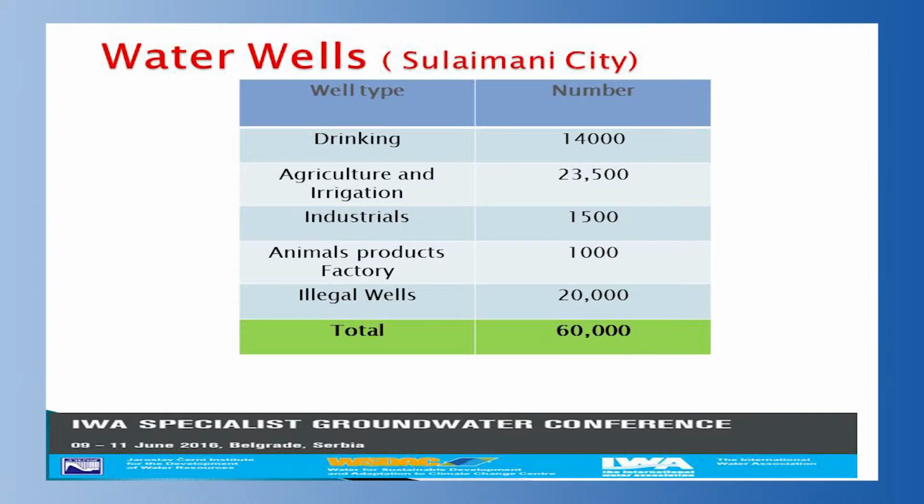Water wells, you can see the number of wells is very large. Most wells are for irrigation. You have 23,500 wells, followed by 14,000 wells for drinking water, industry 1,500, animal products factory 1,000, and there are illegal wells, 20,000. So the overall number is about 60,000 wells.